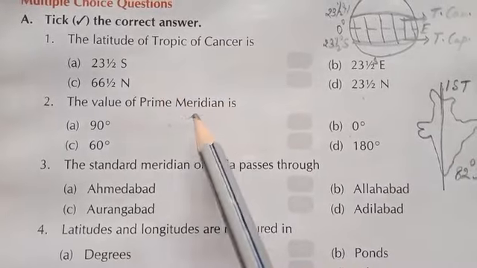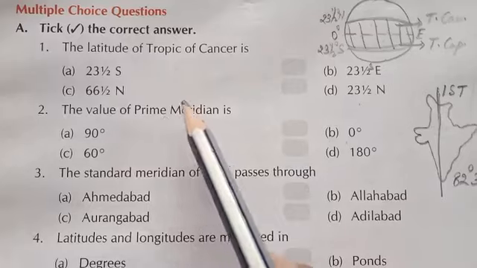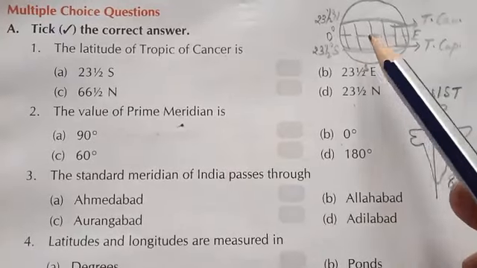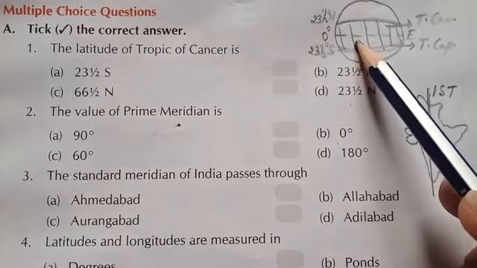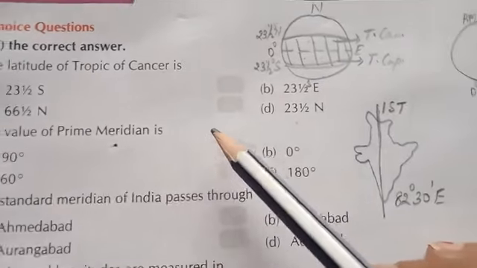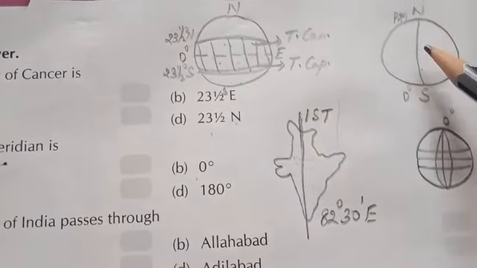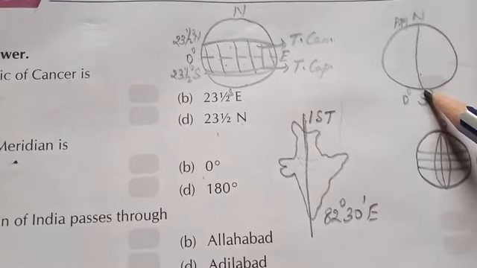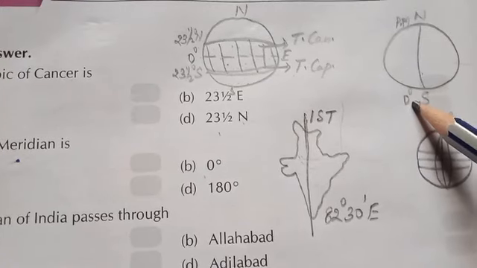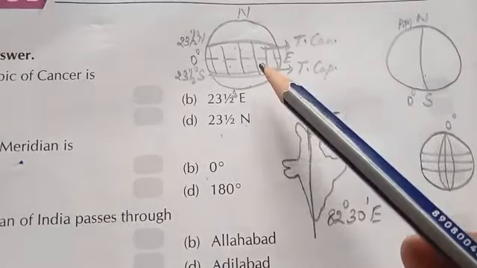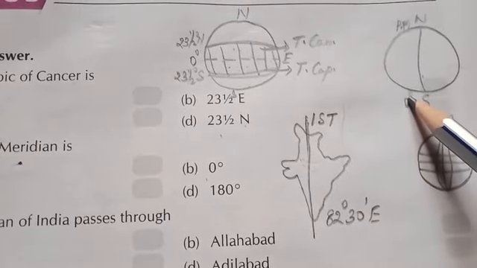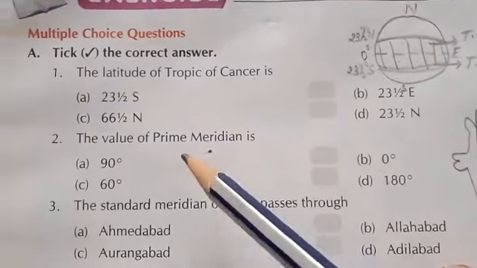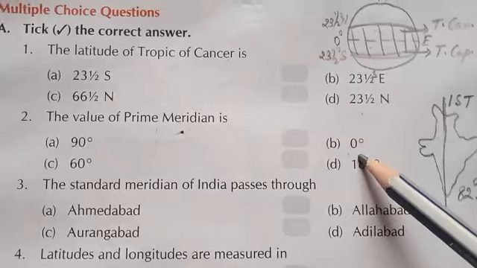The value of prime meridian is, so as we all know, prime meridian and equator. Prime meridian is the longest longitude and the equator is the largest latitude. With the help of the figure you can see, from north to south runs the longitude of prime meridian, whose value is 0 degree. Equator value is 0 degree and prime meridian value is also 0 degree. So it's a latitude and it's a longitude. So the value of prime meridian is 0 degree.